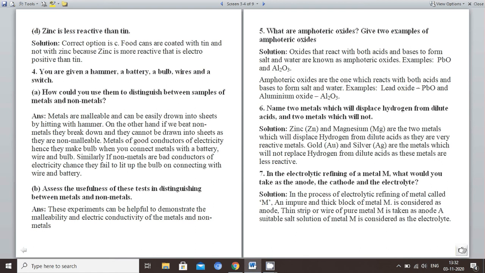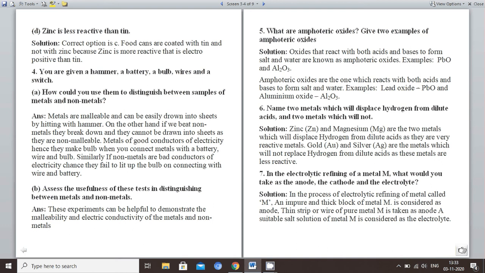First of all, we are given a hammer. If we take a metal and hit it with a hammer, it can be beaten into different sheets. That means if metals are given, they will be malleable in nature. But if we take a non-metal, it will break down into different pieces on hammering.